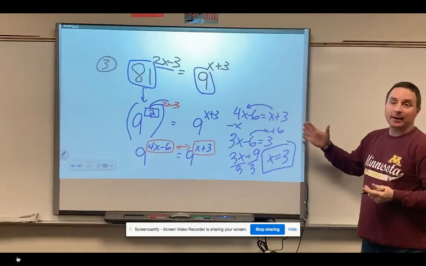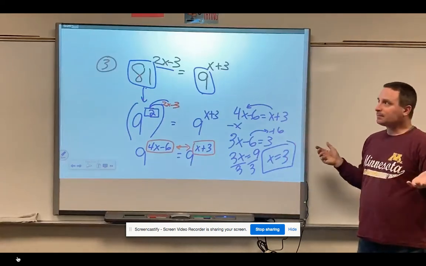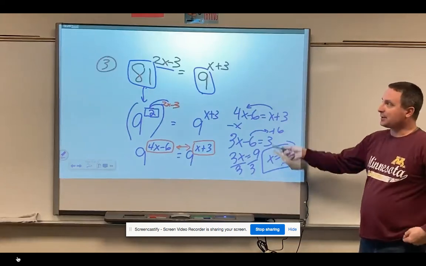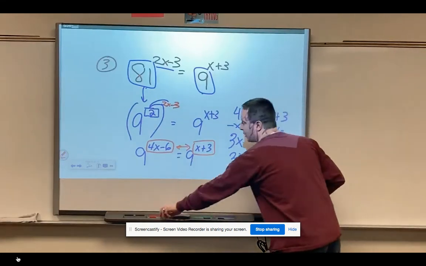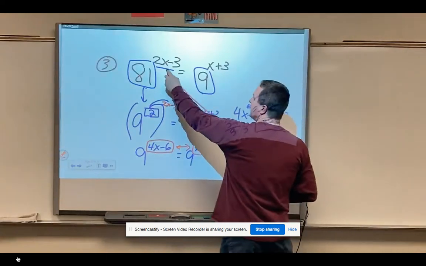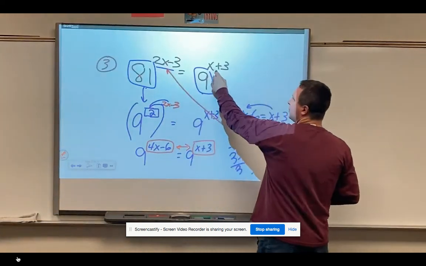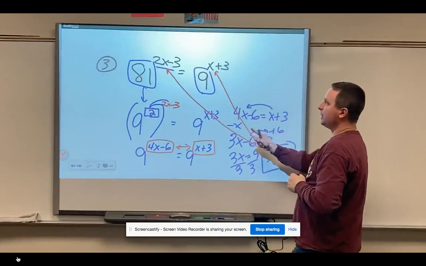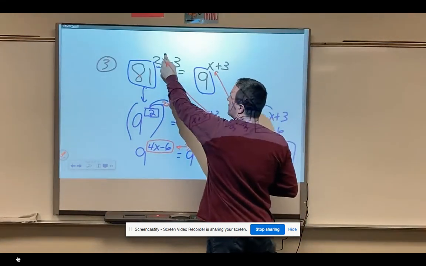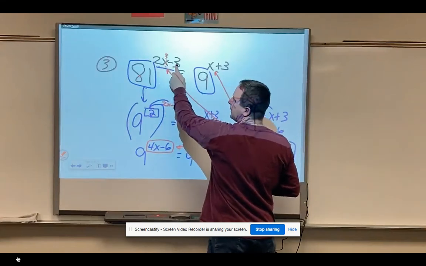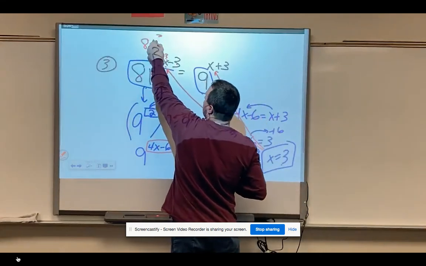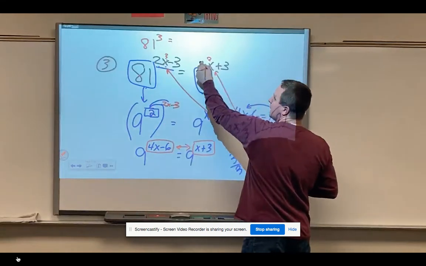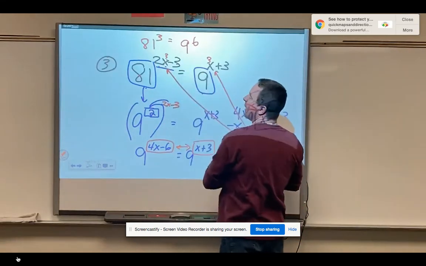And one thing I haven't been doing on these last couple problems is checking my answer. Is there a very easy way you could check your answer? Yeah. I could take this 3 and plug it back in here. I'm going to do that really, really quick. If I take a 3 and plug it in right here, and I take a 3 and plug it in right there, it should be the same number. If I plug in 3, 3 times 2 is 6, 6 minus 3 is 3. 81 to the third power. If I plug in a 3 right here, I get 9 to the sixth power.